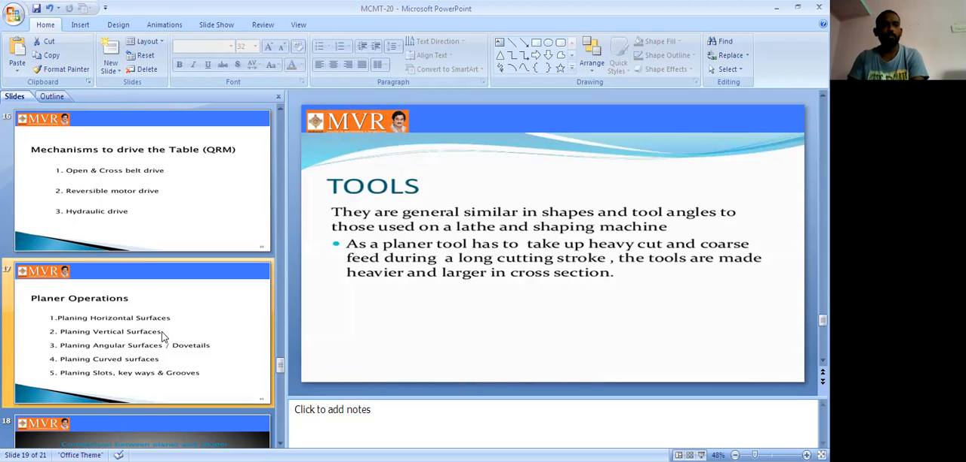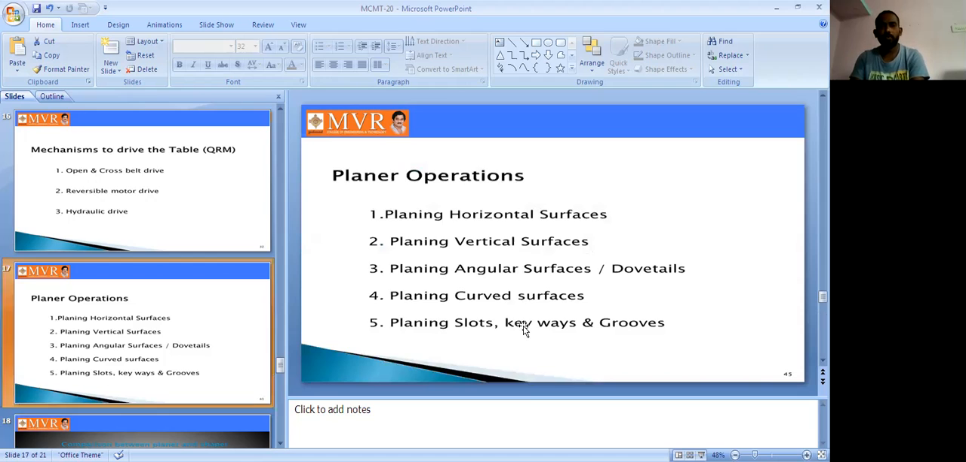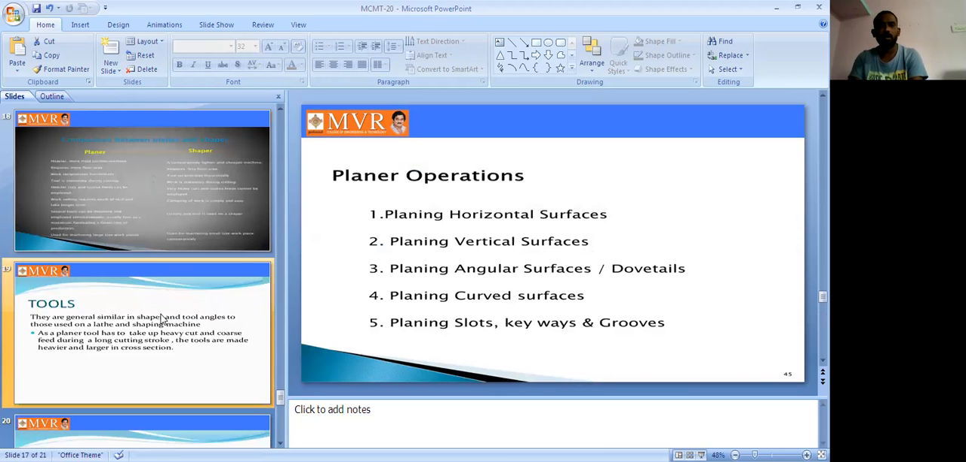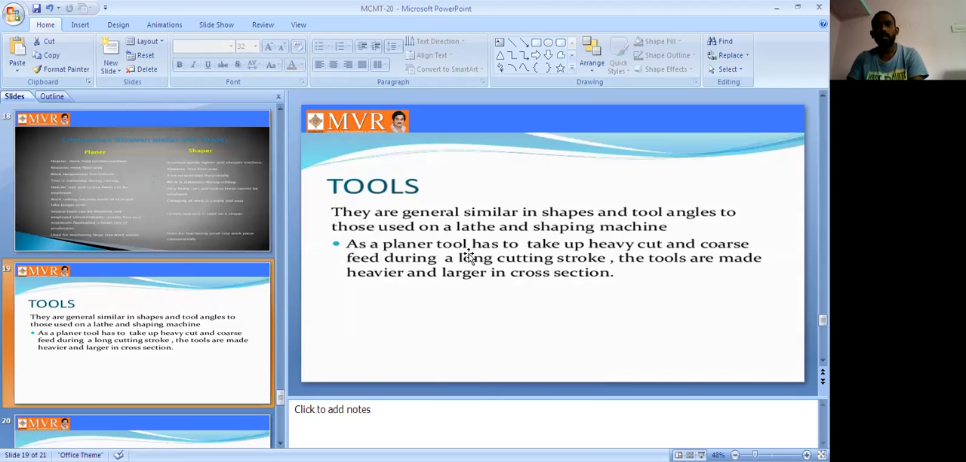So here, 5, 6, 7, 8 kinds of operations we are doing on the planing machine. For these 8 kinds of operations, we need 8 kinds of tools. They are generally similar in shapes and tool angles to those used on the lathe and shaping machines. The tool angles are also similar to the planing and shaping machine. The shaping machine and planing machine use similar tools.